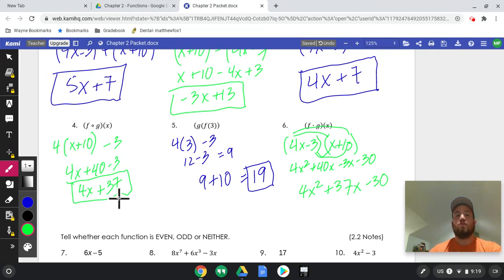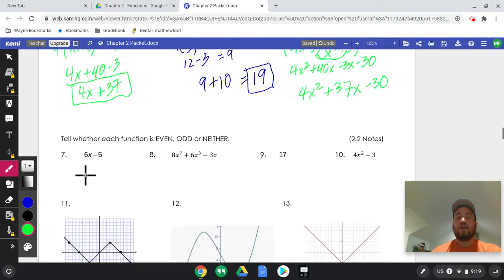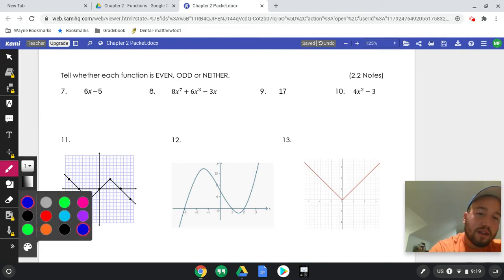All right, so that was our review from 2.1b. Now down here, we're moving to 2.2 notes. Here we're trying to decide, are these even, odd, or neither? So we look at this first one. That x technically has a 1, so odd, but this is technically x to the 0. So we have one of each, so that one's neither.